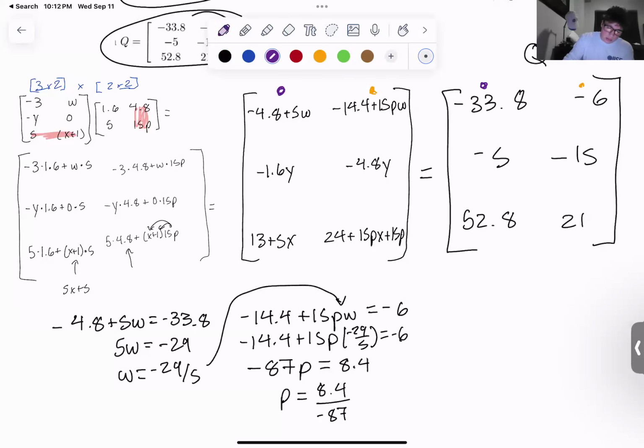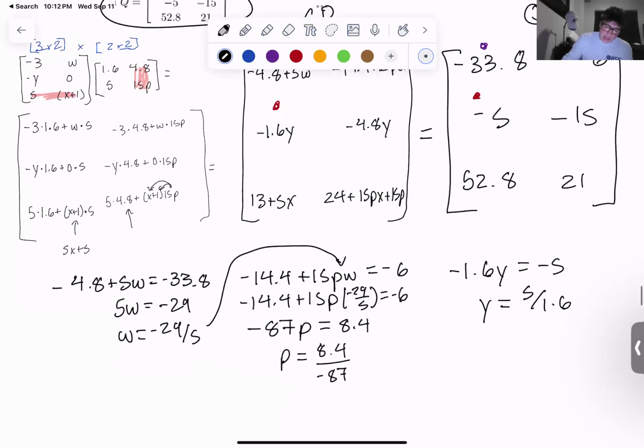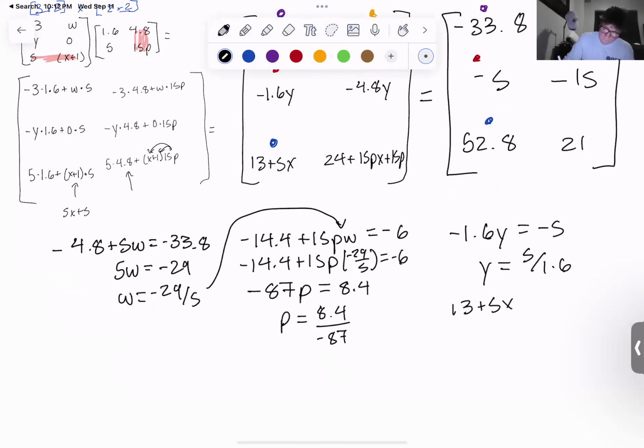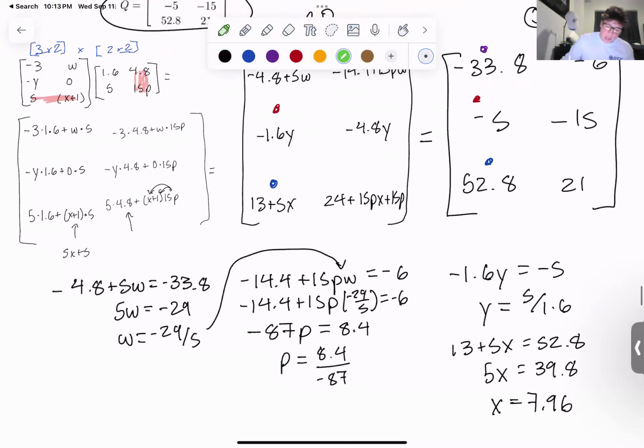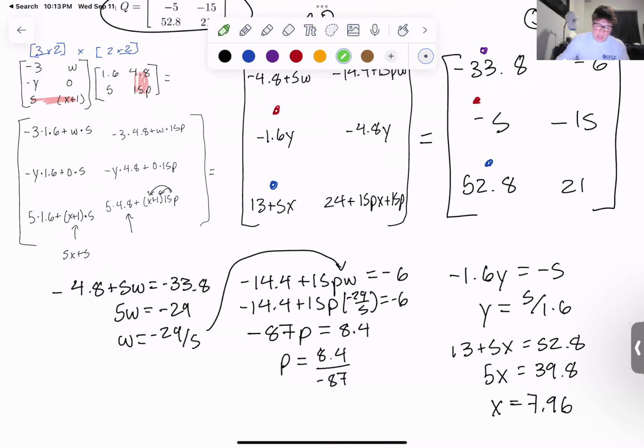Now I'm going to do this one. Well, negative 1.6y equals negative 5. This one's pretty straight up. Y equals 5 over 1.6. And then the last one, 13 plus 5x equals 52.8. Subtract the 13. 5x, I mean, equals 39.8. Divide by 5. X equals 7.96.